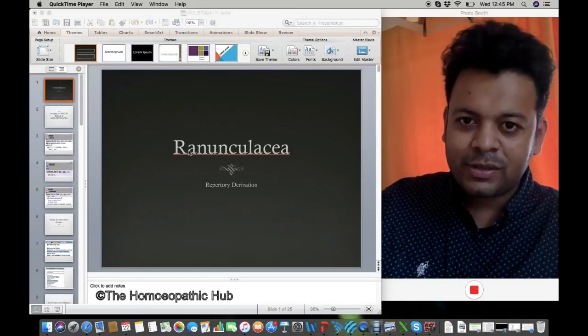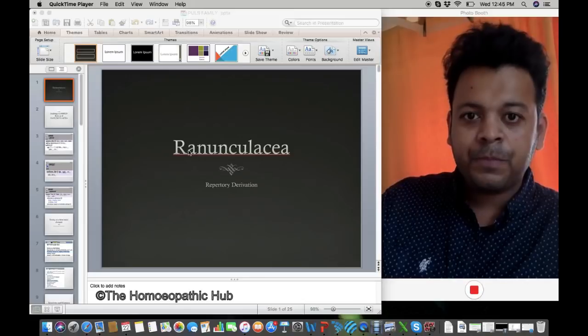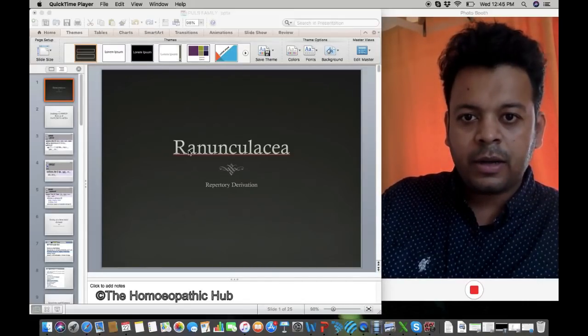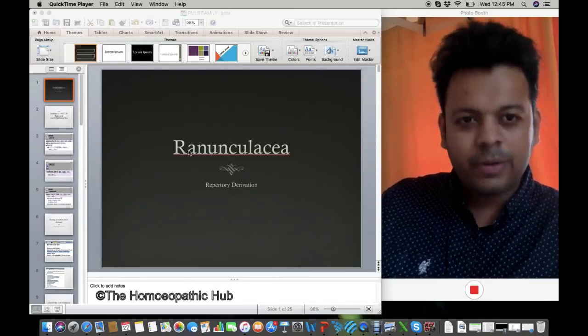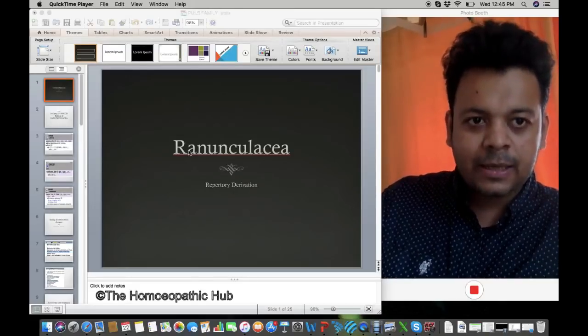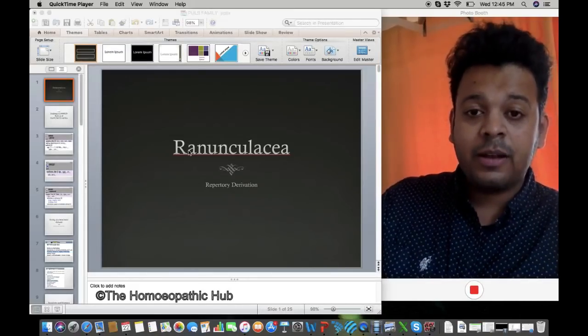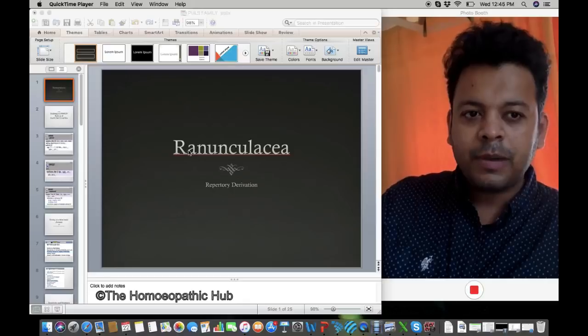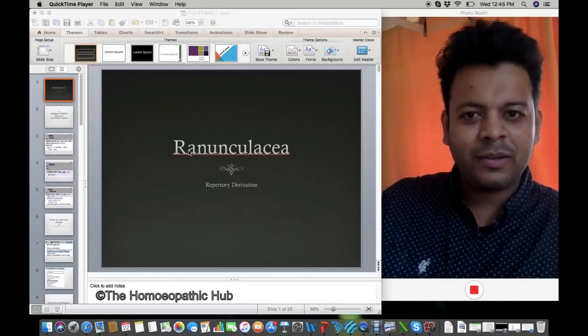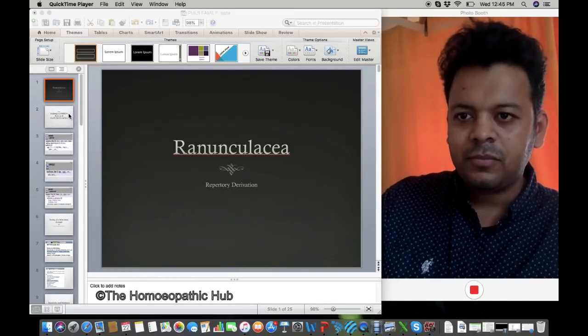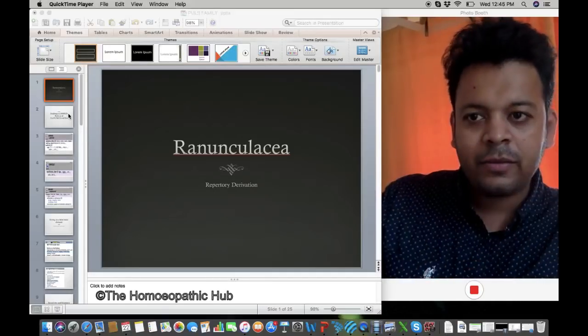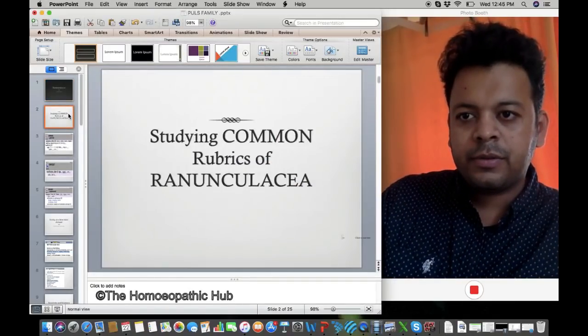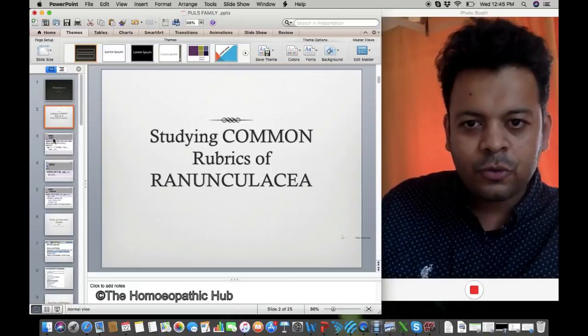So let's try to understand a plant family, Ranunculaceae, and very famous and common remedies from this family: Pulsatilla, Staphysagria, Aconite, Helleborus. But how do we understand all of these remedies together? Let's try to understand it from the repertory. What are the common rubrics from Ranunculaceae?